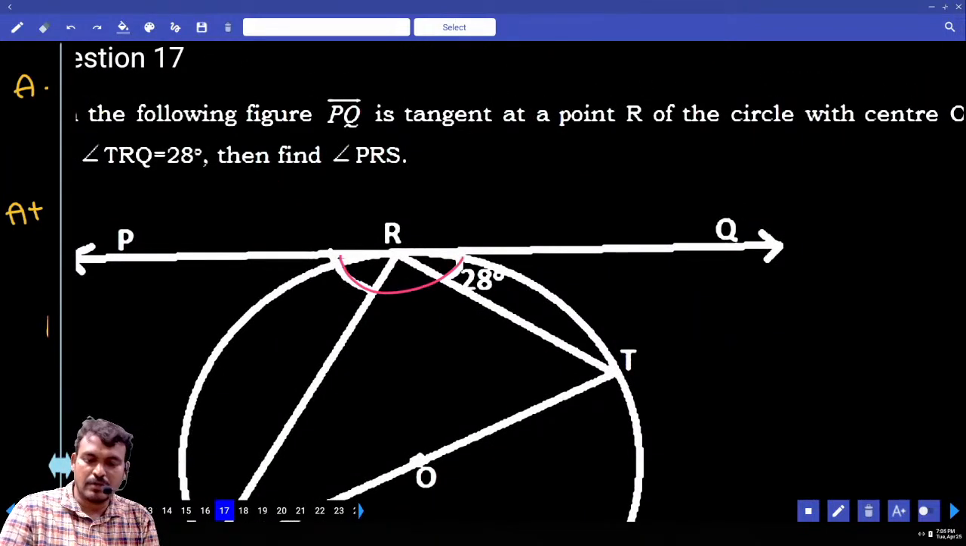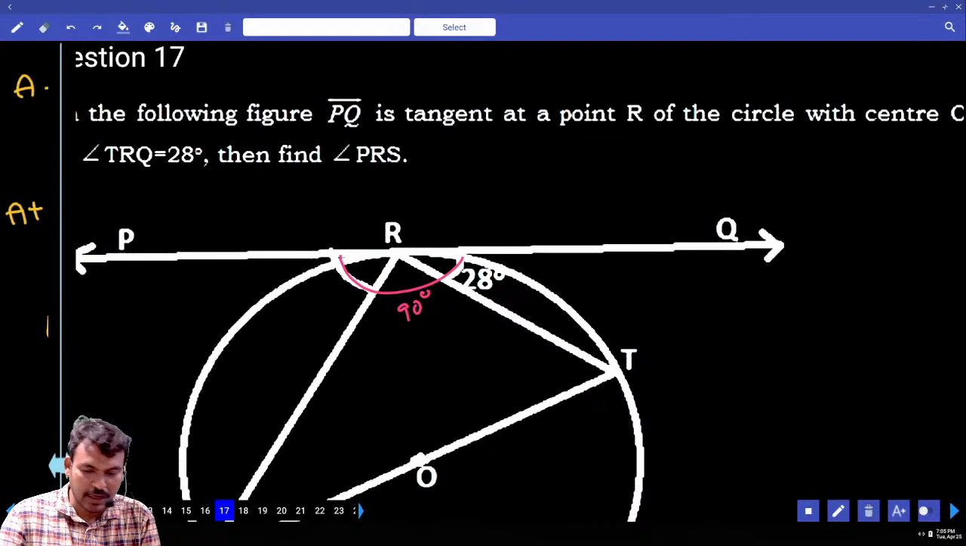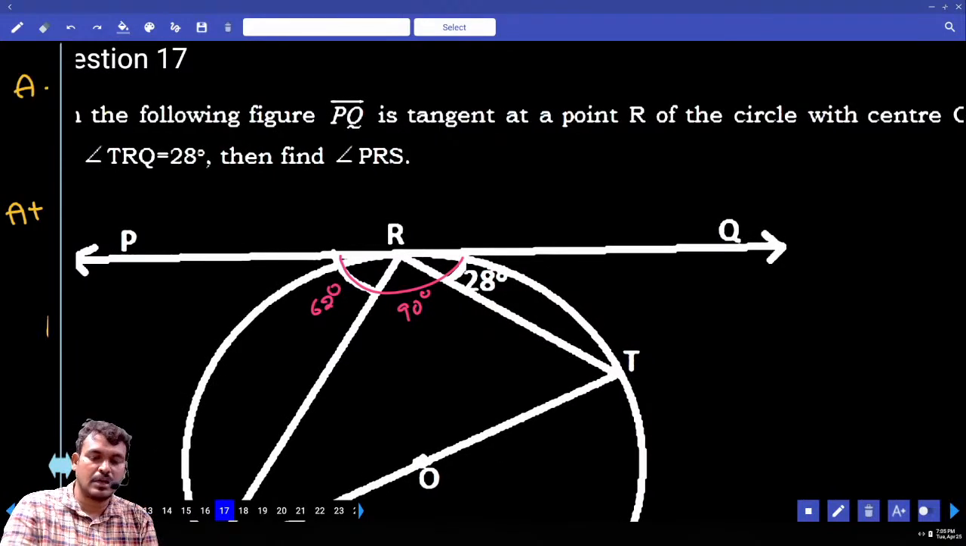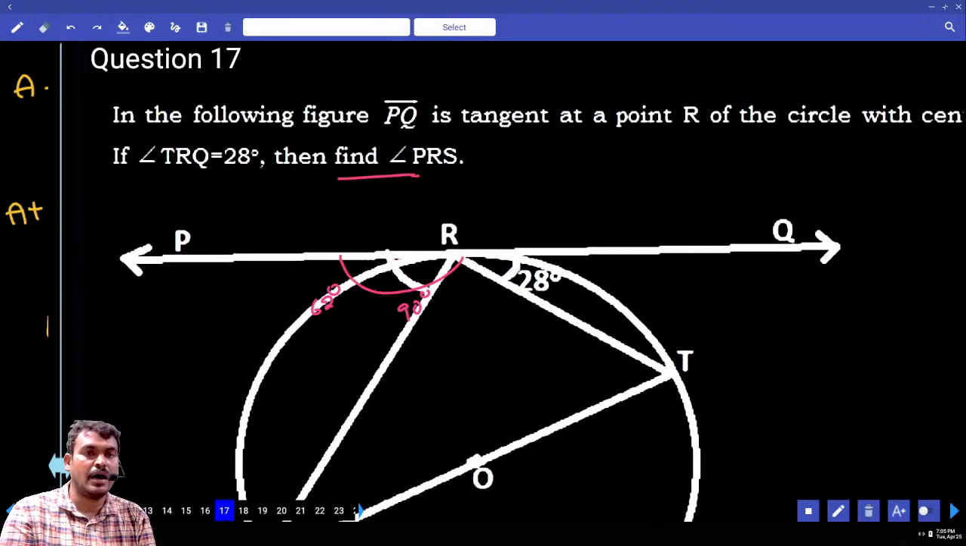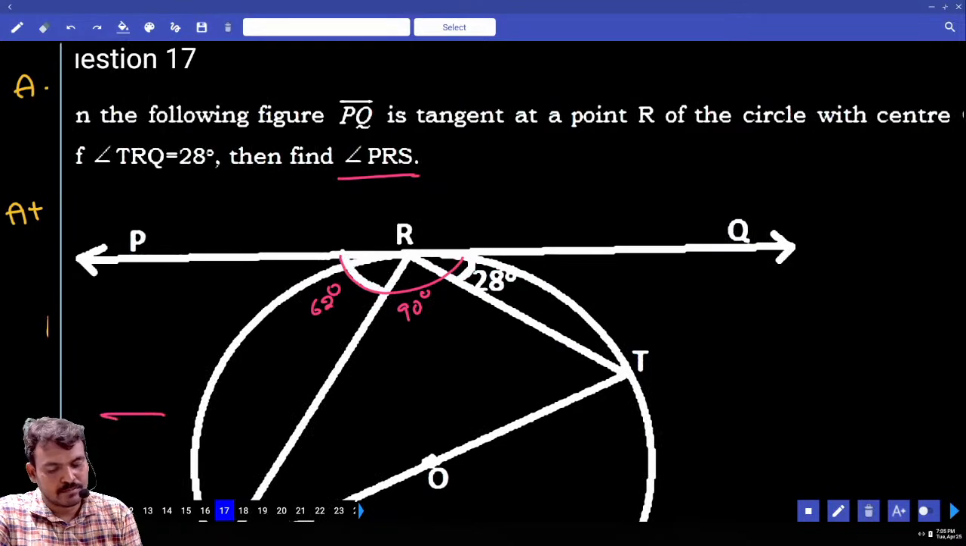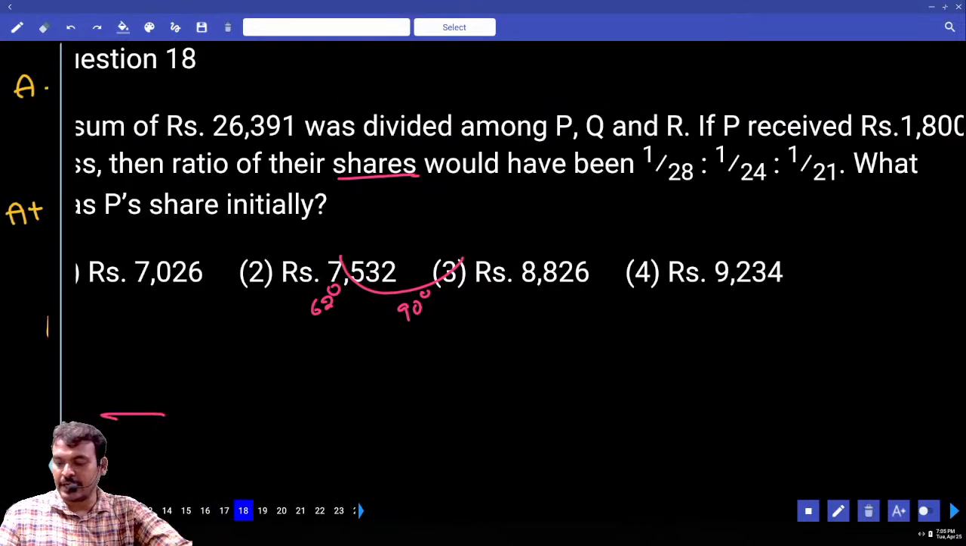What is the total R value? 180. Already one is 28. This one is 90. 90 plus 28, 118. What is the remaining? 62. What is the question here? Angle PRS, sir. What is the answer? 62. Next question number 18.